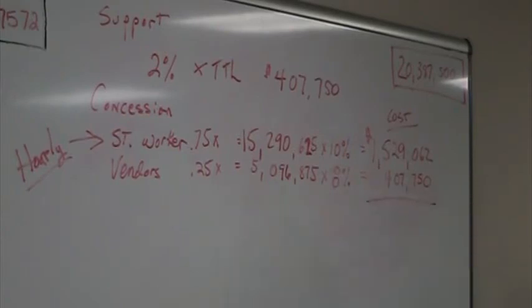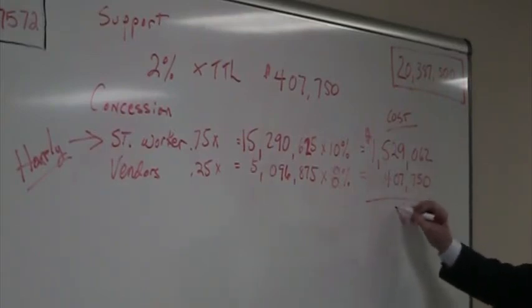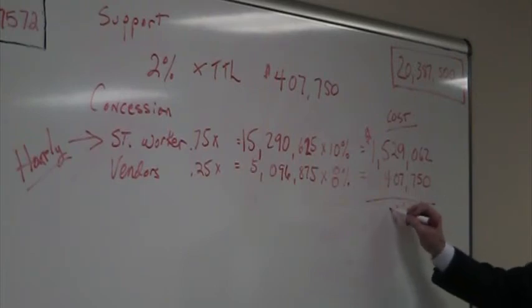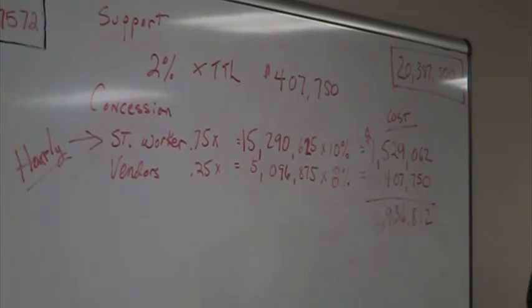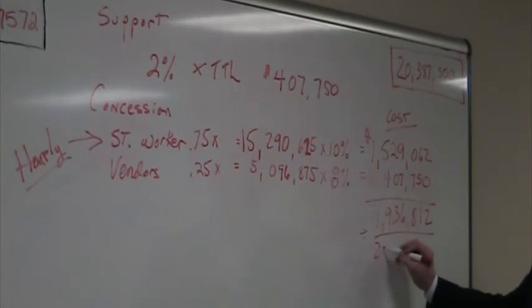What's our total hourly cost for employees working the stands? Hopefully it's 1,936,812. How do we figure that as a percentage of total sales? Divided by 20,387,500. What is that number?